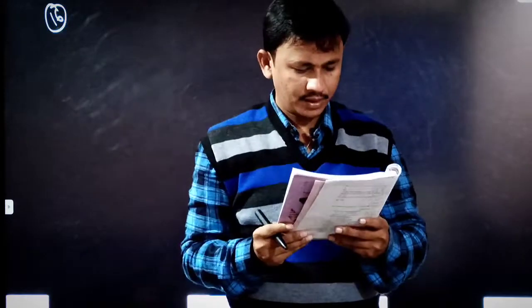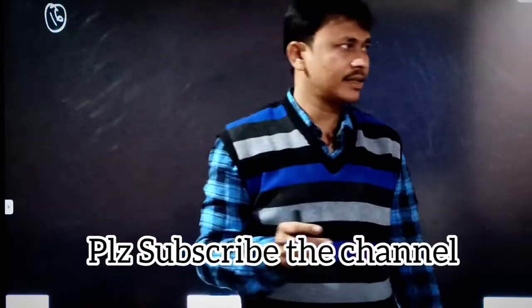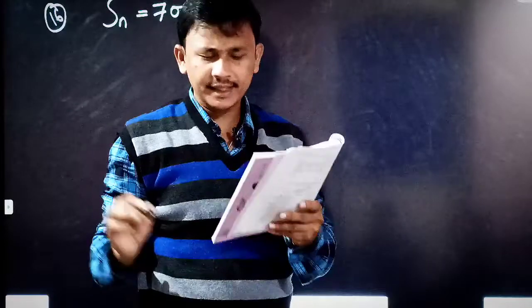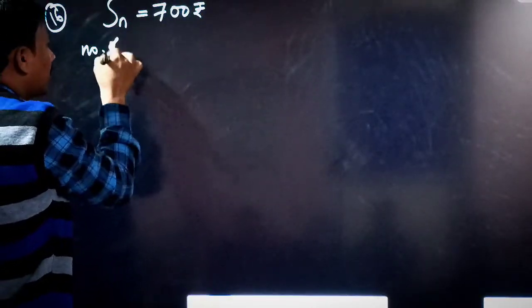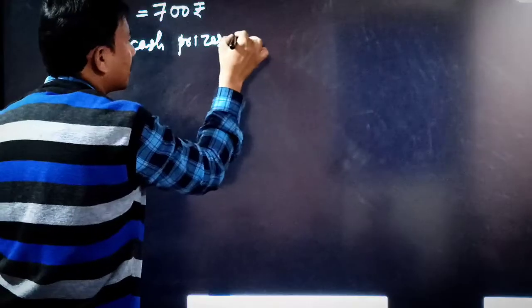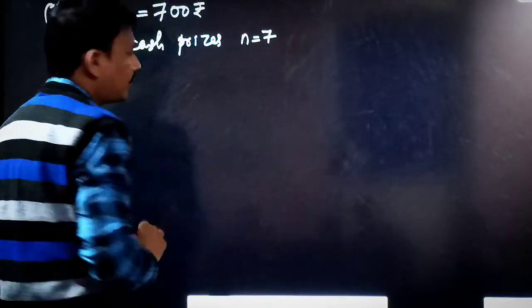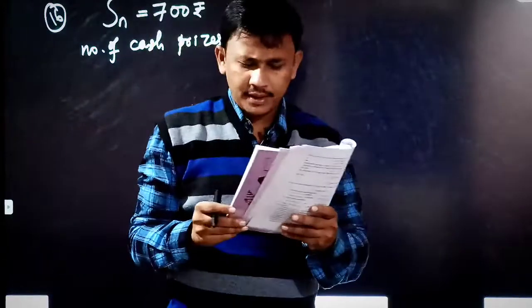16th question. A sum of 700 rupees. Sum means Sn is equal to 700 rupees. Rupees 700 used to give 7 cash prizes. Number of cash prizes, n is equal to 7. Sn is equal to 700.